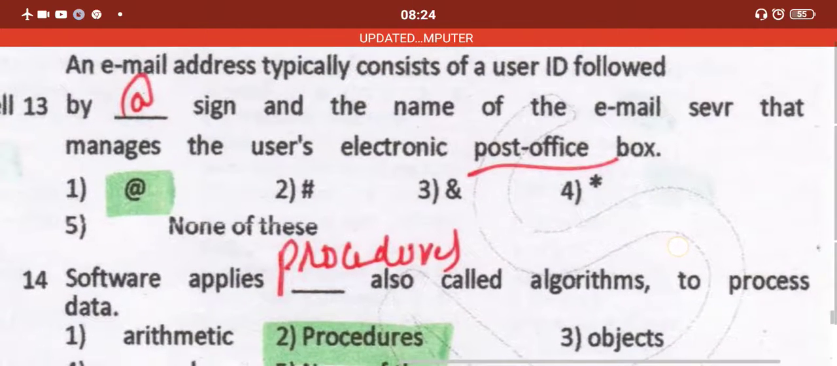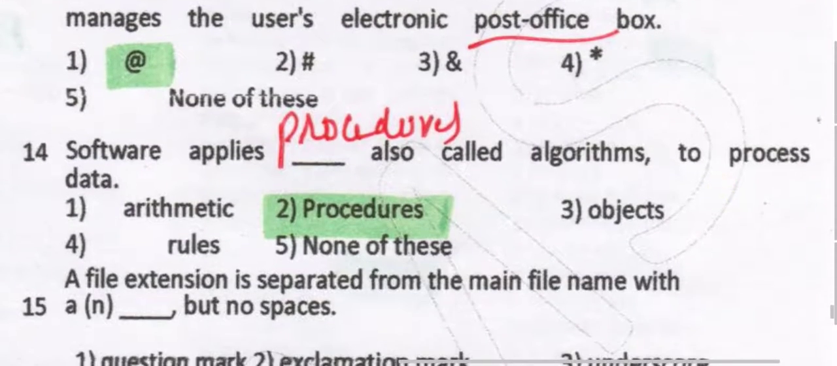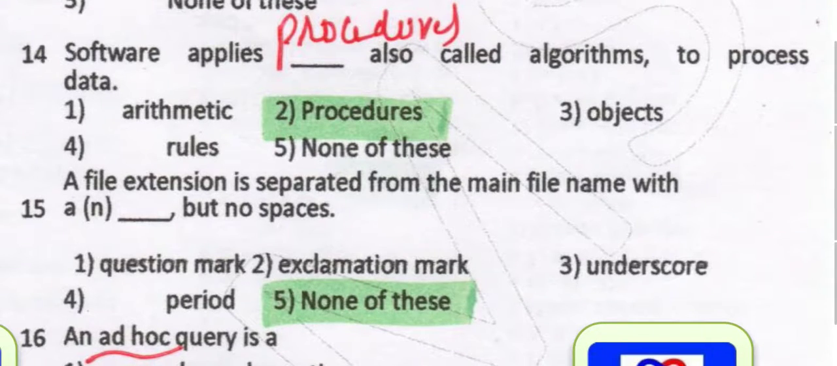An email address typically consists of a user ID followed by the @ sign. Software applies procedures, also called algorithms, to process data. So what exactly is software? It applies procedures, also called algorithms, to process data.